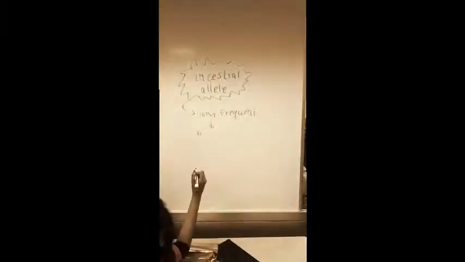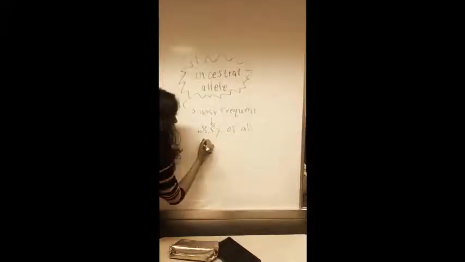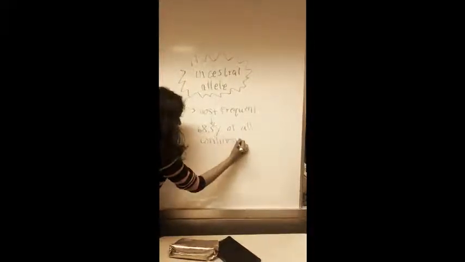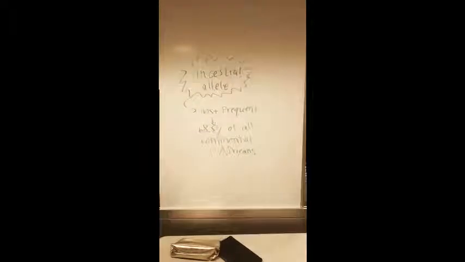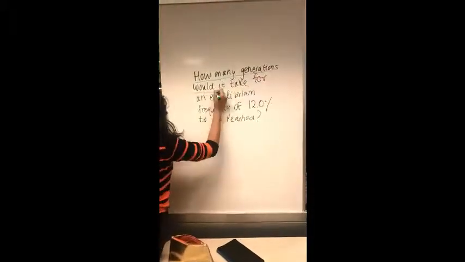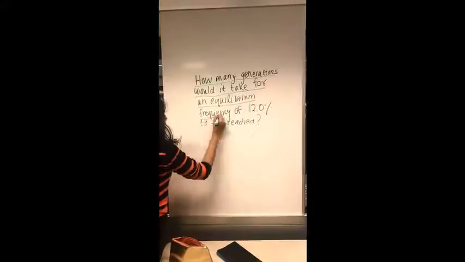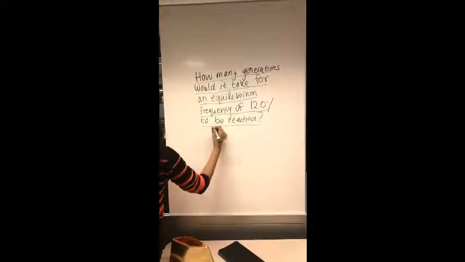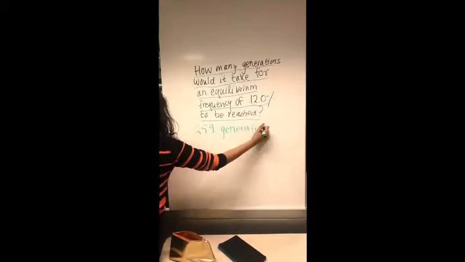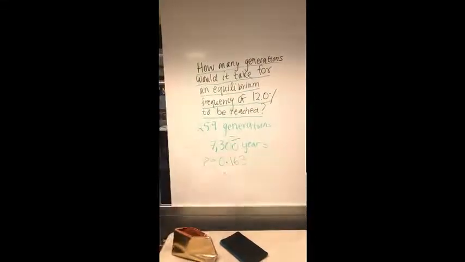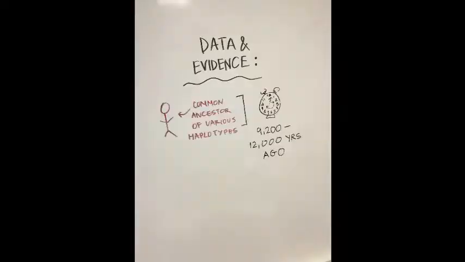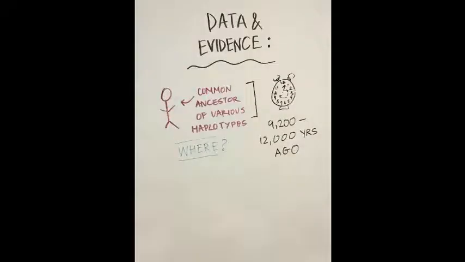Modeling the balancing selection of that allele indicated that an equilibrium frequency in the population was 12.0%. The researchers asked themselves how many generations it would have taken for this equilibrium frequency to be reached. Factoring in the recombination and mutation rates, the age of the sickle mutation was marked as 259 generations, or approximately 7,300 years. The results concluded that the common ancestor of the various haplotypes with the sickle allele originated about 9,200 to 12,000 years ago, in or around present-day Nigeria.